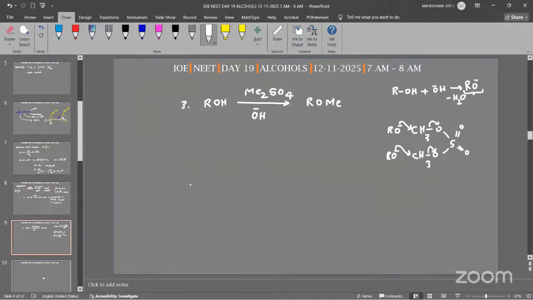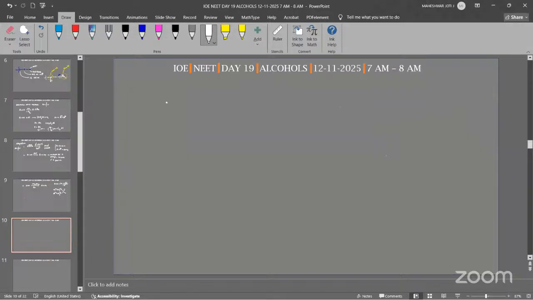Now let us take one more example, that is acylation. It is important. Acylation.